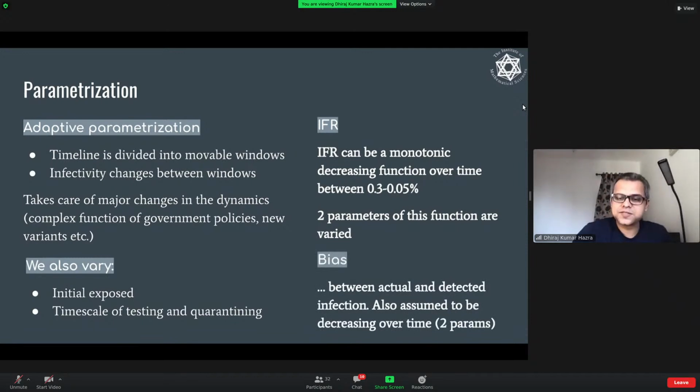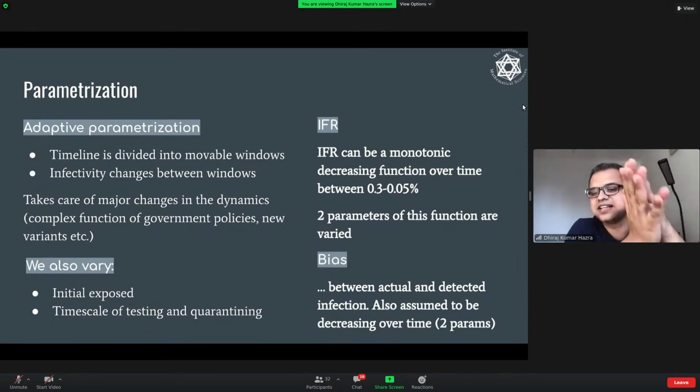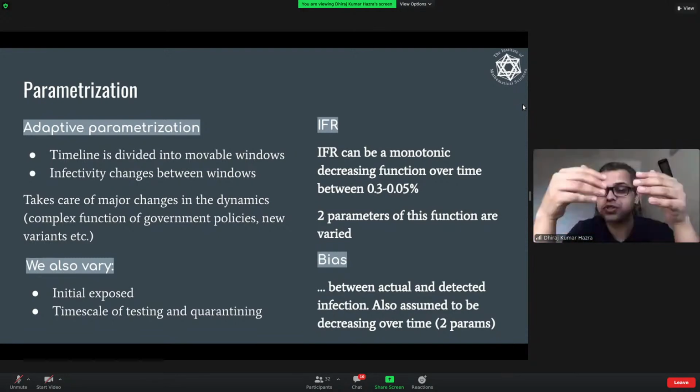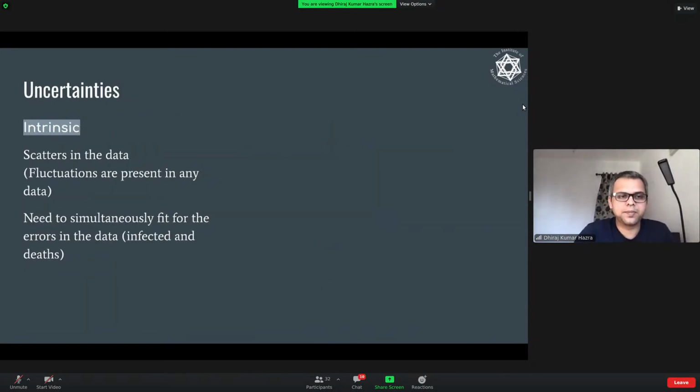Then there is a bias parameter. The bias parameter is a multiplicative factor between the actual and the detected infection. This is also assumed to be decreasing over time, because you assume that your testing is getting better and better, so you are reducing the bias.